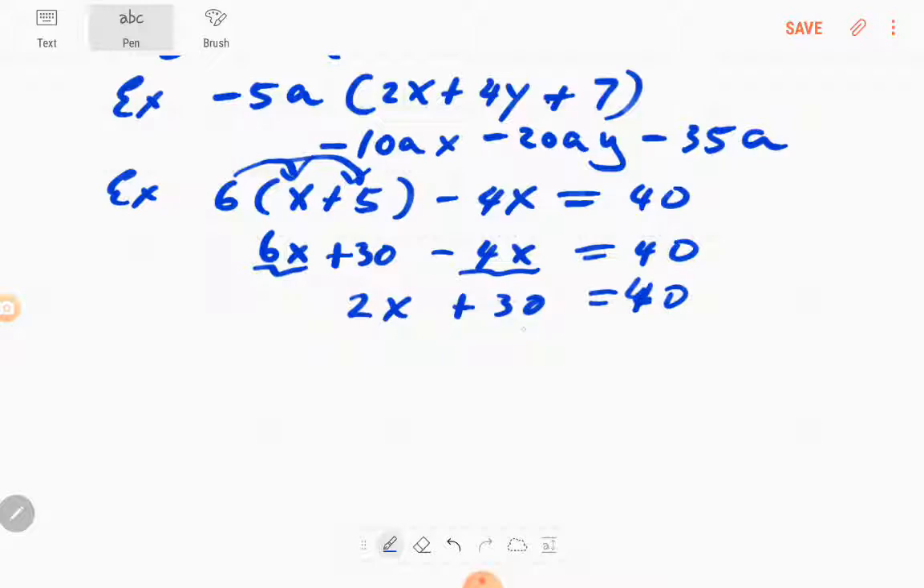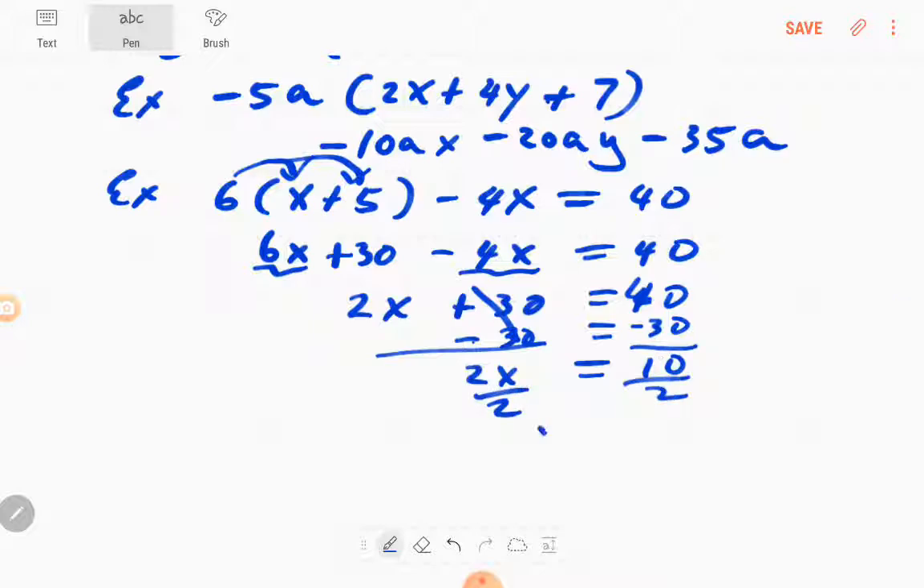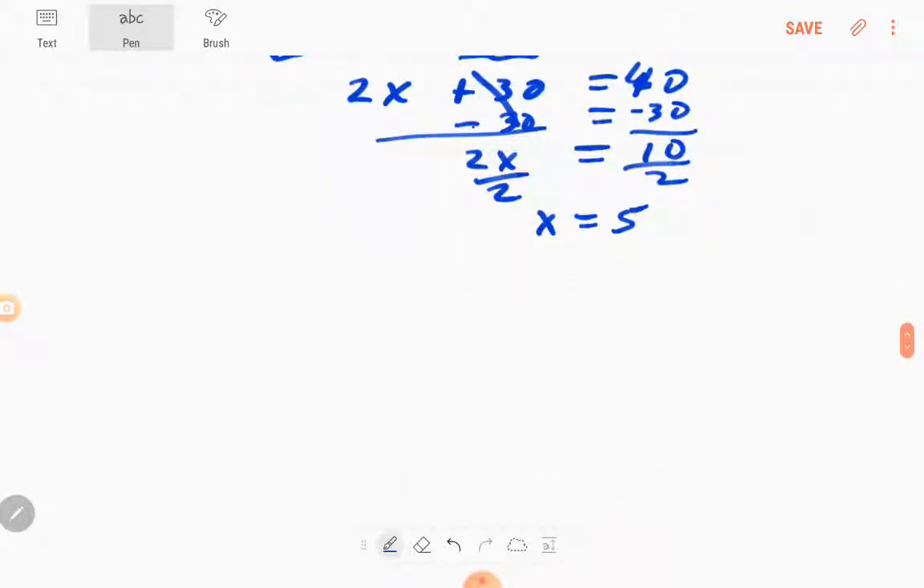Using addition property now, subtract 30 from both sides of the equation. So we have 2x is equal to 10, and then divide both sides by 2. So x is equal to 5. Okay, let's look at another example.